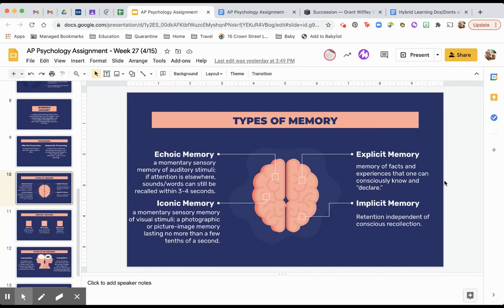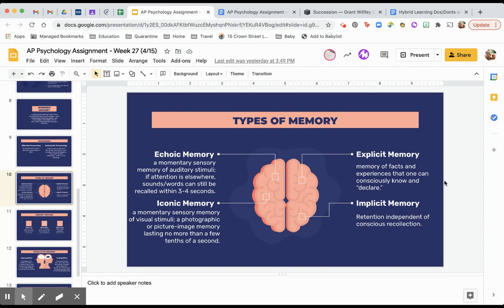So explicit memory is memory of facts and experiences that one can consciously know and declare. Explicit means to be very purposeful, to say something exactly. If I say I'm being explicit with my instructions, I'm telling you exactly what to do. Implicit, you have to more unconsciously think about things, or it's implied, right? So implicit memory is retention independent of conscious recollection.